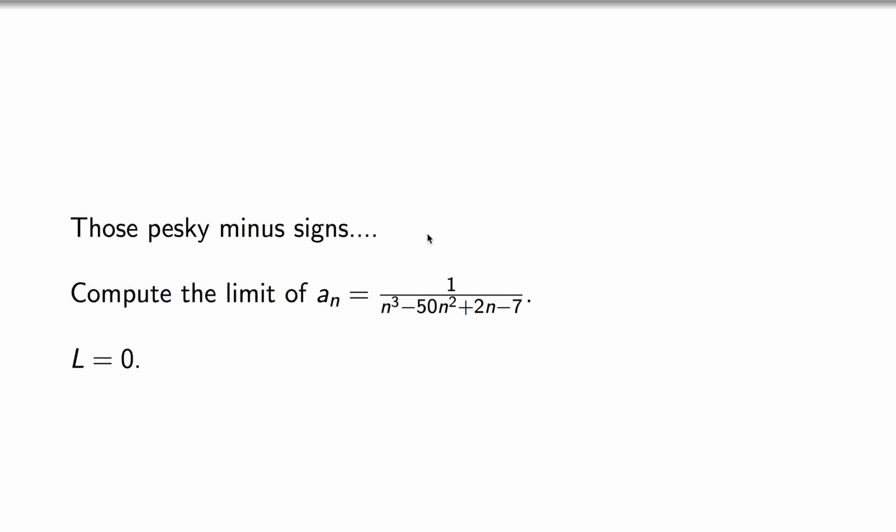The example I want to do in these lectures is one where we have minus signs showing up. So the problem is something like this. We have a limit of a function, but instead of everything being plus, we've got some minus signs. Now we still know that as n gets really, really big, the denominator of this fraction should go to 0. So we expect the limit to be 0, but we're going to see some problems come up.